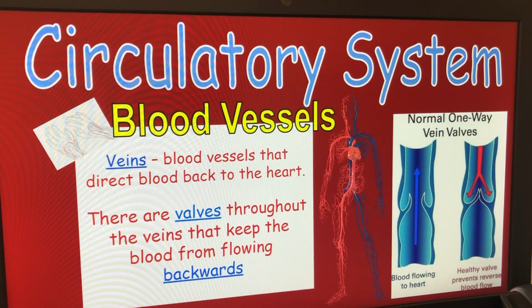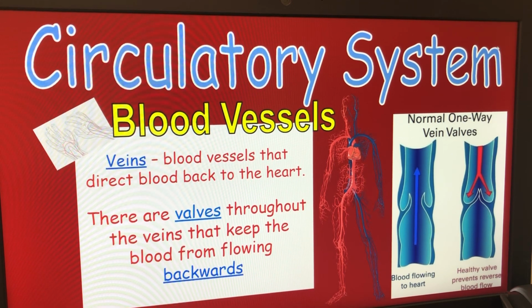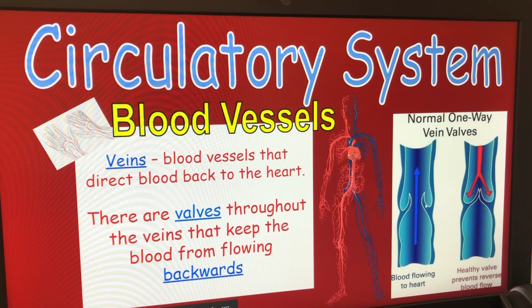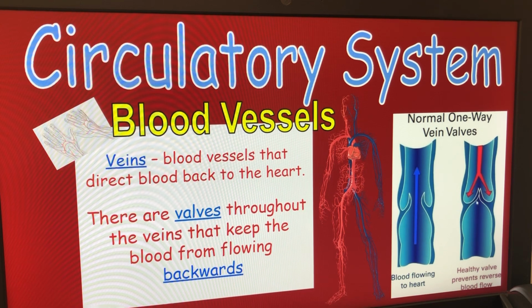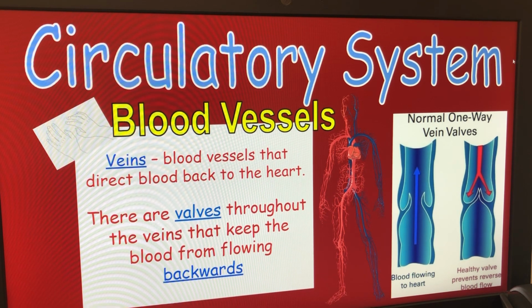Now, veins are blood vessels that direct blood back to the heart. There are valves throughout the veins that keep the blood from flowing backwards. And if we take a look at the picture on the right-hand side, we can see that in the veins, the blood is flowing towards the heart. The structure right here in the middle that looks like flaps that are opening, those are the valves. When the pressure pushes the blood through the vein, the valve opens. Afterwards, the valve closes and it helps to stop blood from flowing backwards.